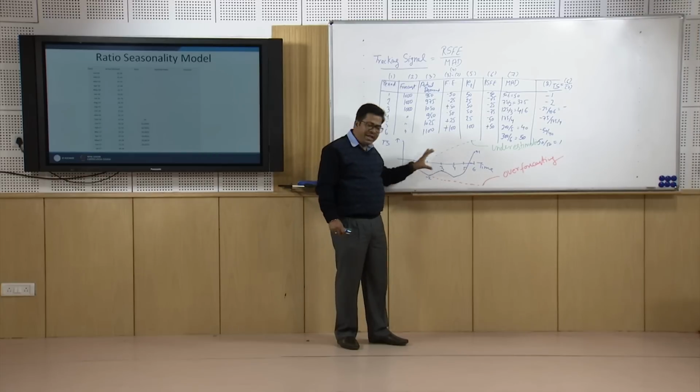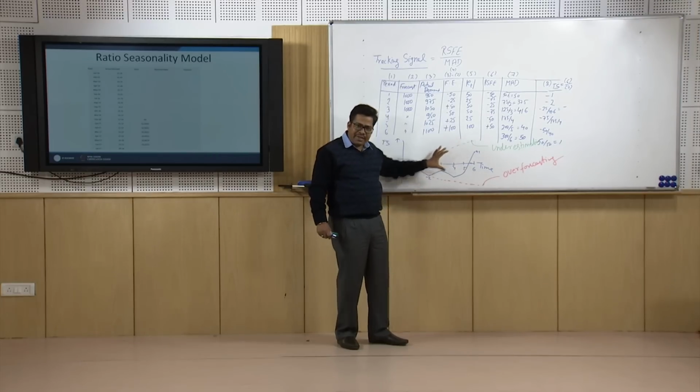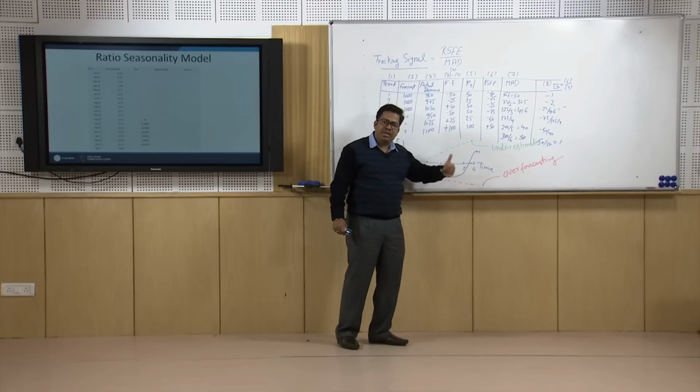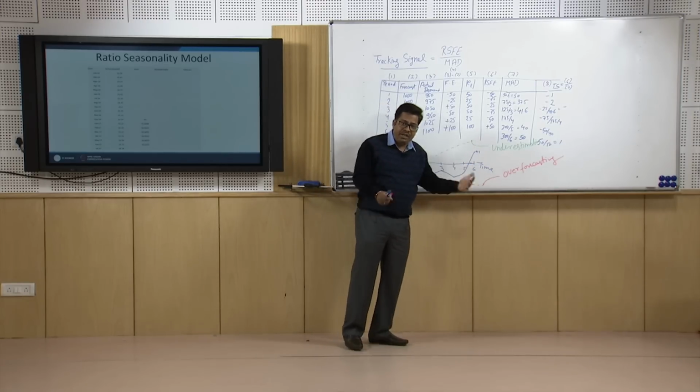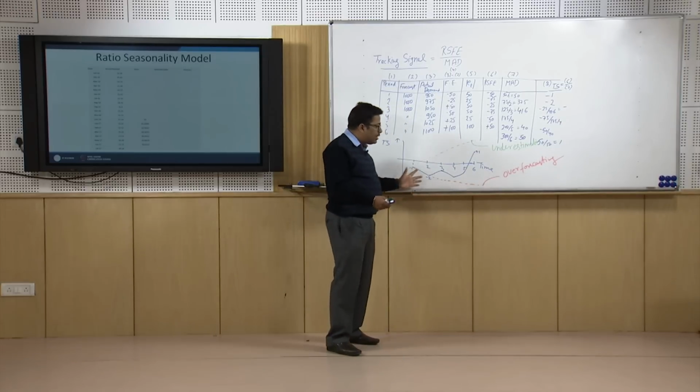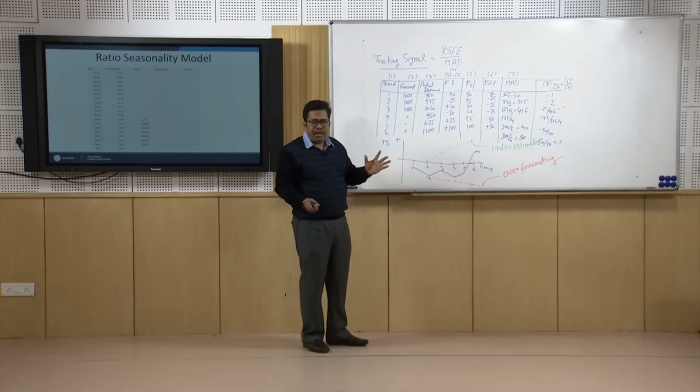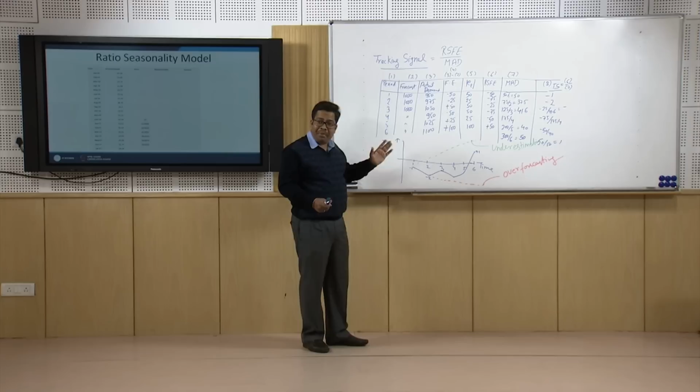If we require any kind of adaptation, this tracking signal will help us. You can modify your model, you can develop your model, you can take care of whatever is happening in your recent data, so that your model does not exhibit any kind of bias.